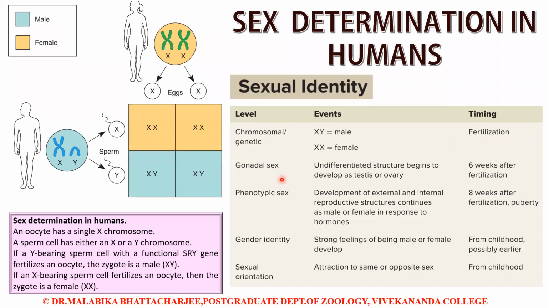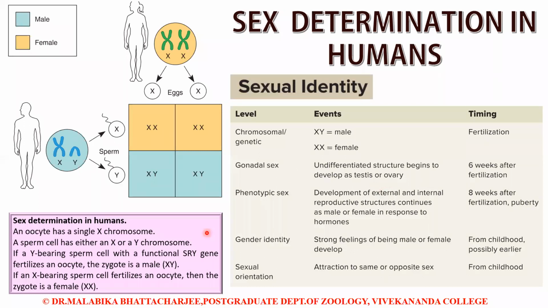Coming to gonadal sex, 6 weeks after fertilization, the undifferentiated structures begin to develop as testes or as ovaries. Here I'd like to point out one thing: after 6 to 8 weeks of development, the default fate of an embryo is female, unless a specific gene in the Y chromosome becomes activated and produces a protein. I'll be going through it in the later slides.